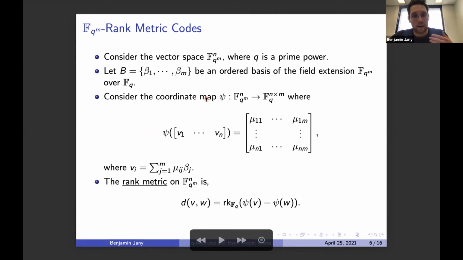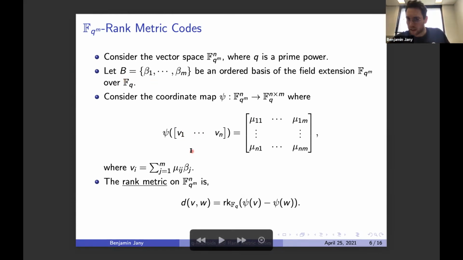Okay. Now that we have this fixed basis, let's define this map psi that goes from the space of vectors with entries in F_q^m to the space of n by m matrices with entries over F_q. And what this map psi does is it takes an entry in the vector and extends it as its coordinate vector with respect to this ordered basis B.